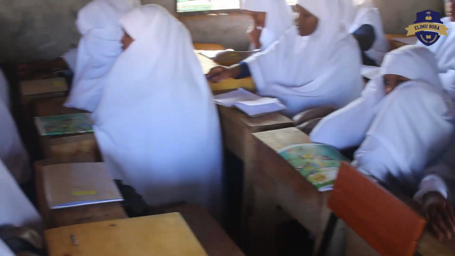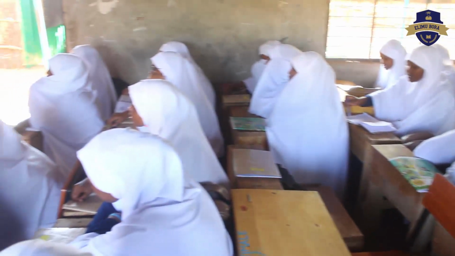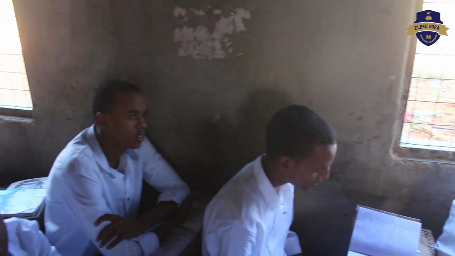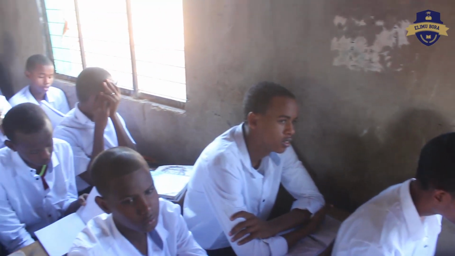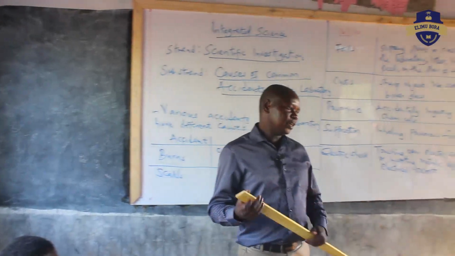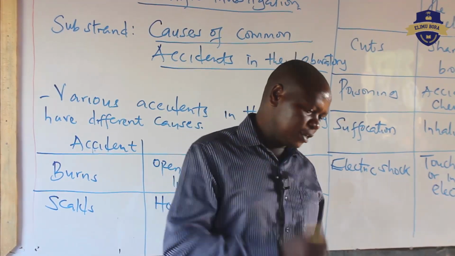What about suffocation? Inhaling poisonous fumes. Can you give me any example of poisonous gas? Carbon II oxide. Carbon II oxide is an example of what? A poisonous gas. Sawa sawa.